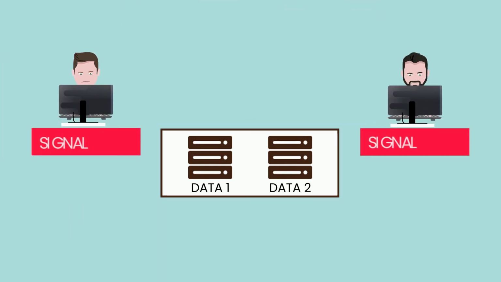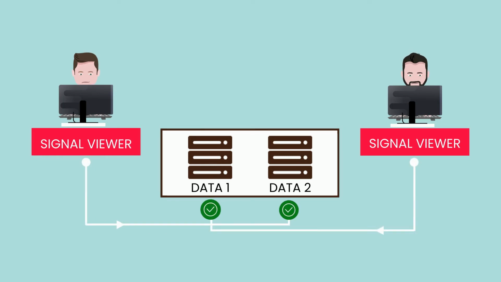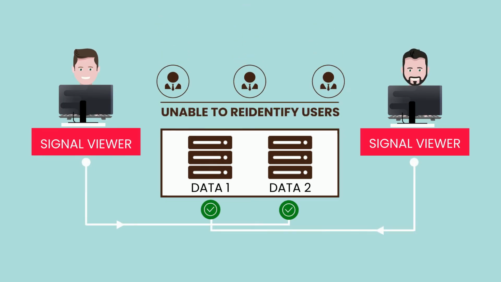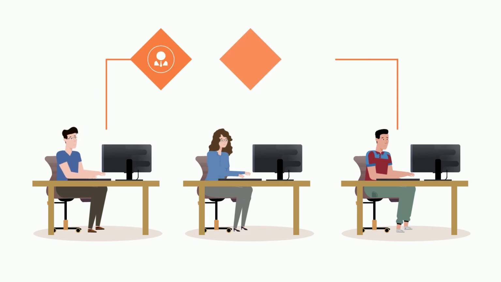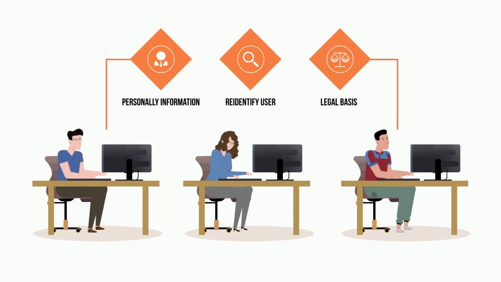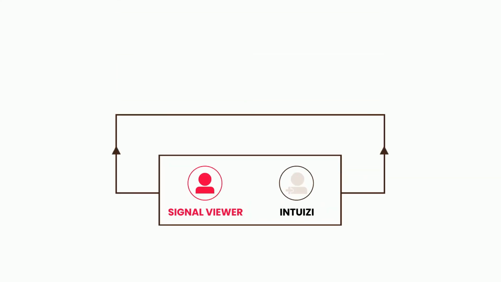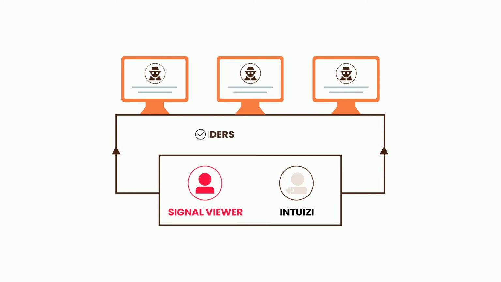Signal viewers, on the other hand, are unable to re-identify users, but they can derive insight from the entire deduped dataset, albeit that they can't see any personally identifiable information, as there isn't any in the platform. And they cannot re-identify users, as they have no legal basis to do so. So, who are the signal viewers? Well, they are the third parties who work with Intuizi to view the data provided by the signal providers anonymously.